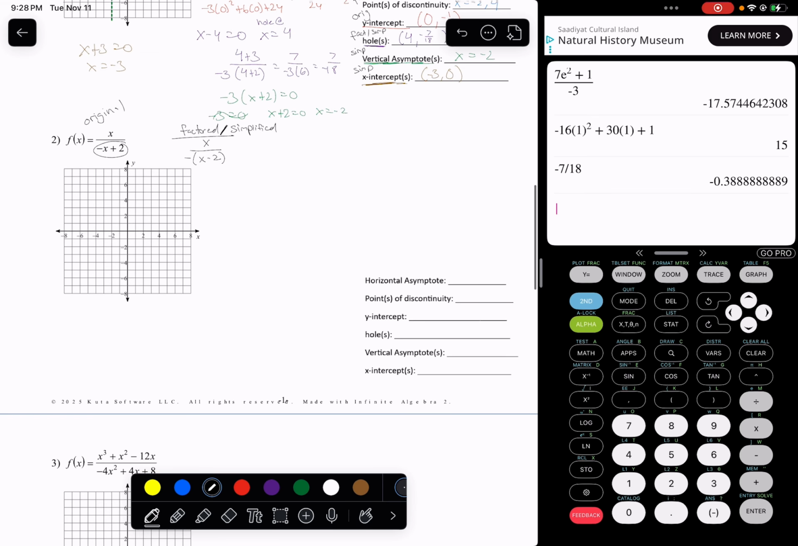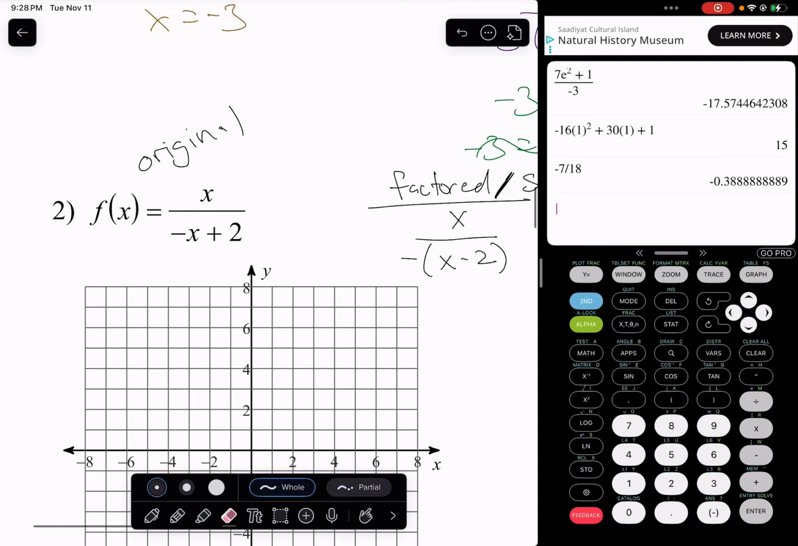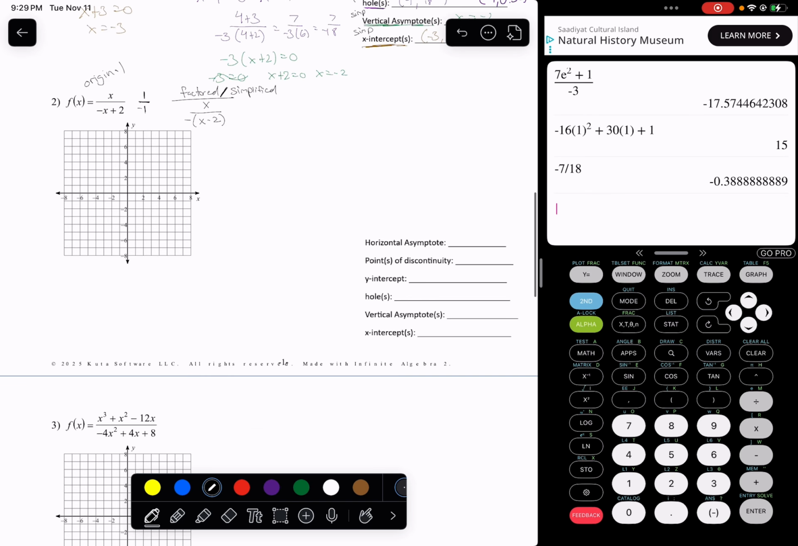All right, so let's see. For our horizontal asymptote, we know that we have to use our original. So I go and look at my original graph. My degree on top is 1, and my degree on the bottom is 1. So I look at my leading coefficients here. Well, my leading coefficient on the top is 1. My leading coefficient in the denominator is -1. So my horizontal asymptote is going to be y equals -1, because it's just 1 divided by -1.